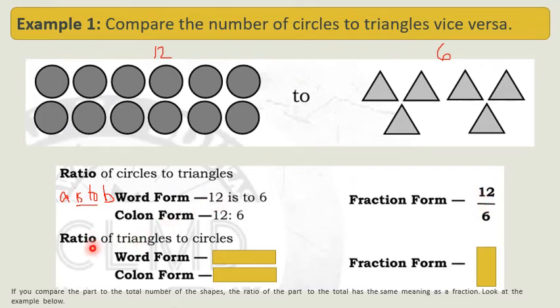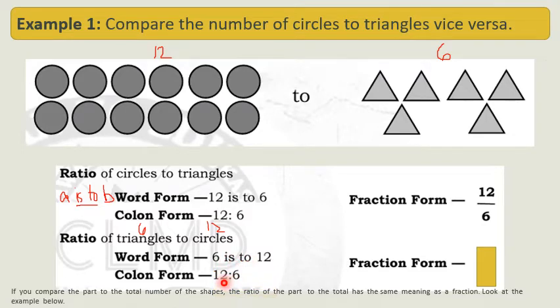Ngayon, paano naman kung ratio ng triangles to circle? So, triangle muna, syempre, kasi nakalagay ito, ratio of triangles to circle. So, triangle, ilan ang triangle? 6. So, ilan ang circle? 12. So, kung ang ratio na hinahanap is triangle to circle, unahin natin yung triangle. So, kaya siya sa word form magiging 6 is to 12. Pag column form, papalitan niya yung is to ng colon.